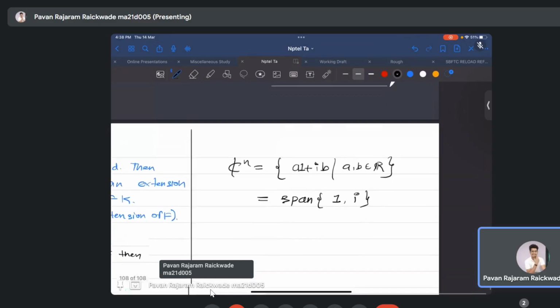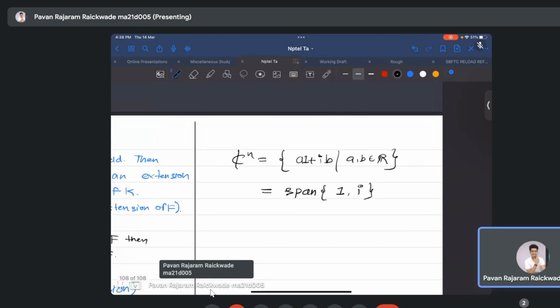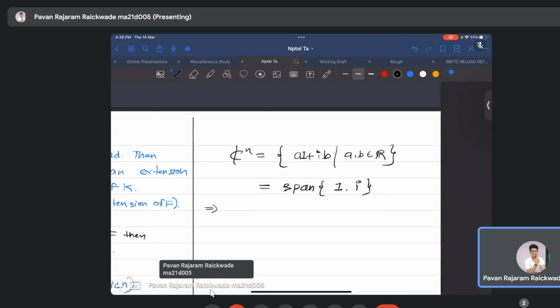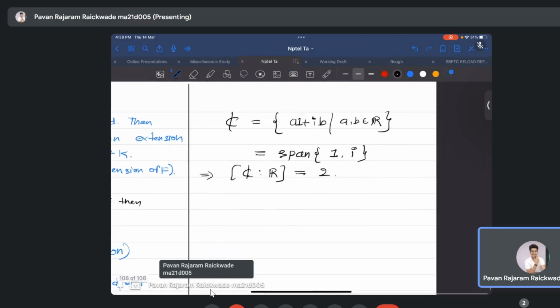That's all. So over R, C can be written as the span of 1 and i, and 1 and i are linearly independent, because if a plus ib is 0, then you have only one solution, a equals 0 and b equals 0. So the dimension of C over R is 2. So the complex numbers are a finite extension of the real numbers, of degree 2. Then let's move on to the next example.